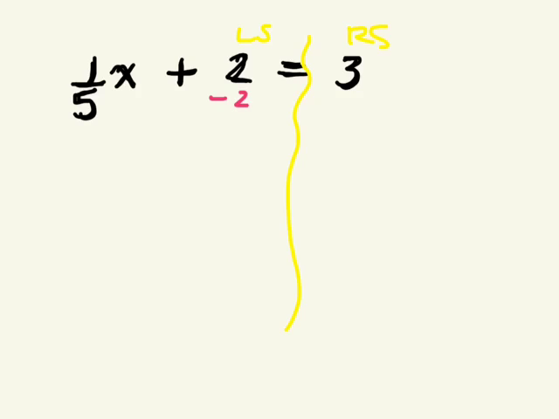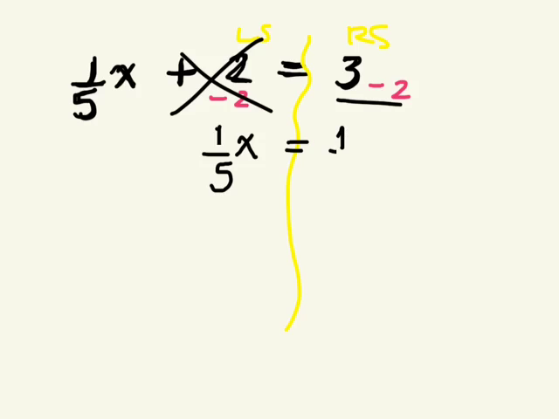Take away 2. What do I have to do to the right side? Take away 2. So what do I have on the left side then? That's gone. I have 1 divided by 5 times x equals, what's 3 take away 2? Good. Like I read before, this is 1 divided by 5, then multiplied by something, right? What's the opposite of dividing a number? Multiplying a number. So if I multiply this by 5, this actually cancels out. You multiply by the denominator, it cancels it out. So what do I have to do to the right side?